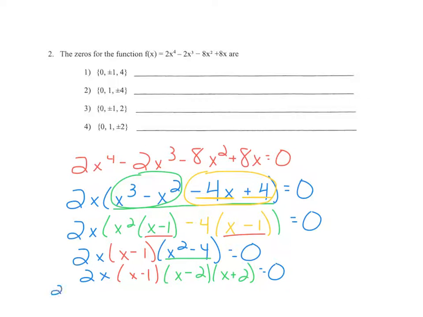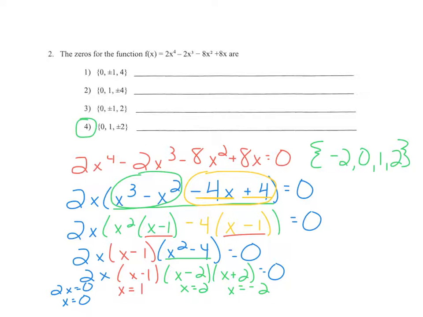So I have 2x equals 0, which gives me an answer of x equals 0. This one I'm just going to solve directly, giving me x equals positive 1. This one I get x equals a positive 2, and here I get x equals a negative 2. So my answers are negative 2, 0, 1, and 2. Looking through my answers, that looks like choice 4 is the answer.